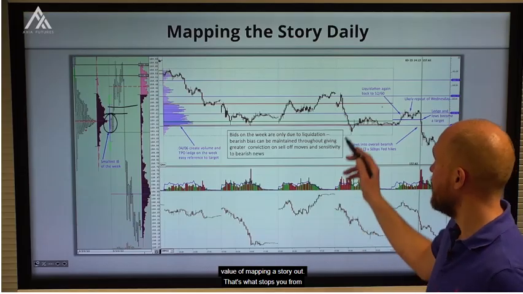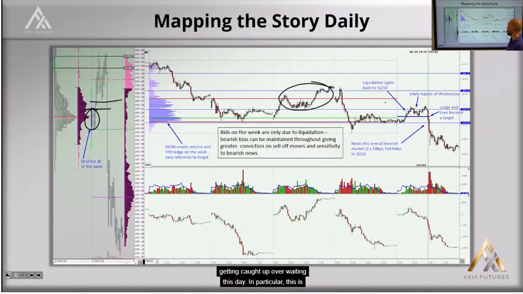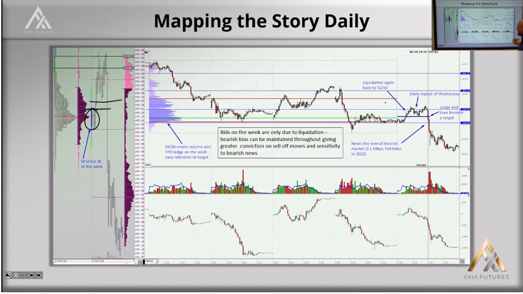That's what stops you from getting caught up overweighting this day in particular. This is a day that you can treat with some suspicion. It seems that it's liquidation and then very much held by short time frame traders. That's not what you're really looking for. And that's something you can doubt, particularly when you look at Monday, Tuesday, the delta, the volume. All of this stacks up to this being a sort of short squeeze, and the move can then continue on the next day, which is exactly what it does. So that's how you want to go about trying to map a story on a day-to-day basis.